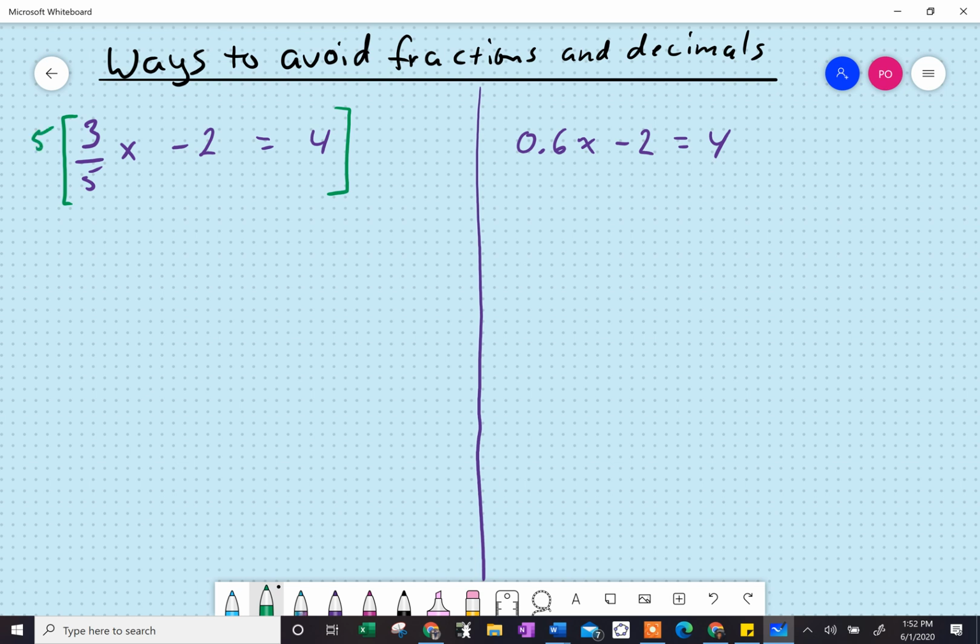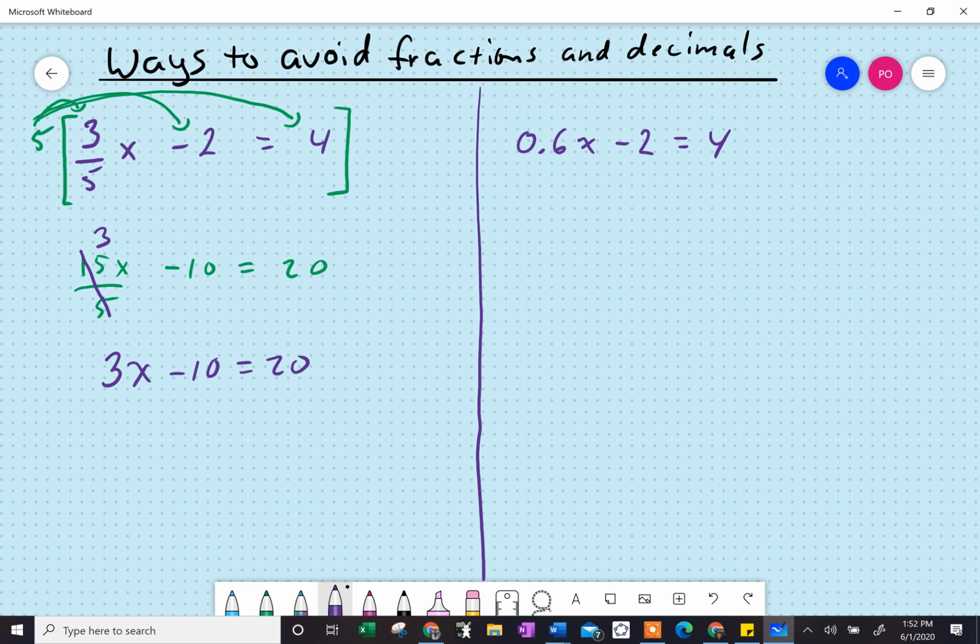And when I do that, I'm going to get 15x over 5 minus 10 is equal to 20. And the reason why we do that is because we know that 15 divided by 5 is really 3. So now I'm left with 3x minus 10 equals 20.